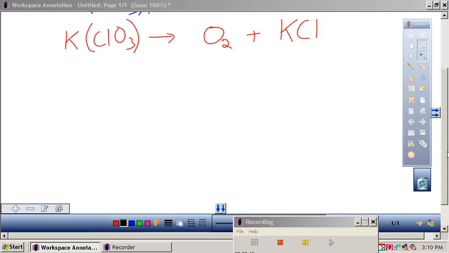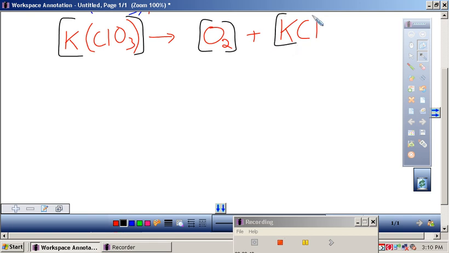So I cannot change my subscripts. I'm going to box that in. That's one big compound. Box that guy in. I'm going to box that guy in. Now all I can do is change the coefficients, the number in front.